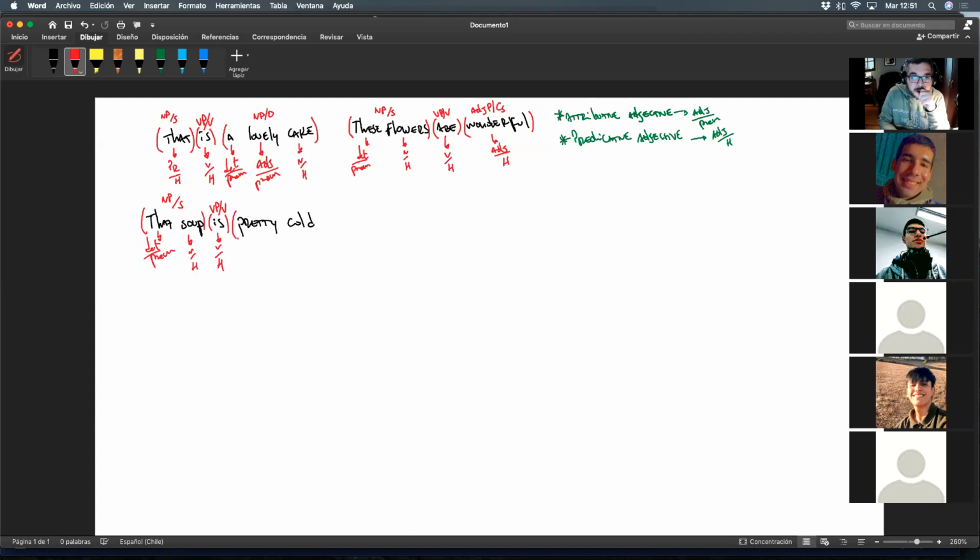How is this soup? Profe. Dígame. Profe, la palabra this and that siempre son determiners. Siempre son. Okay, no, not always. As you can see in the very first example, "That is a lovely cake." In that example, that is a pronoun and not a determiner. Why? Because it is replacing an entire noun phrase. So you have to be careful. They are just determiners when they are preceding and modifying a noun.